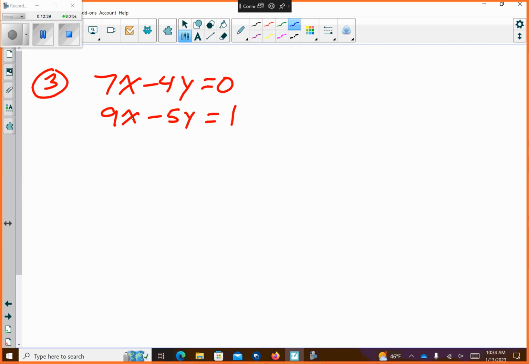So, friends, if I add these together, do one of the letters go bye-bye? If I add 7x and 9x, I get 16x. If I add negative 4 and negative 5y, I get negative 9y. So I have to figure out something to do to both. I was going to do the top equation times negative 5 and the bottom by 4.